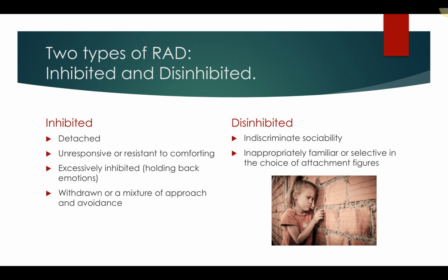There are two types of RAD, which is really important to understand because it does not look the same in each child. One is inhibited, which means that the child is detached, unresponsive or resistant to comforting, or they might be holding back their emotions and very withdrawn. While a disinhibited child might be very eager to form relationships, even with unfamiliar people, and inappropriately select who they attach to.